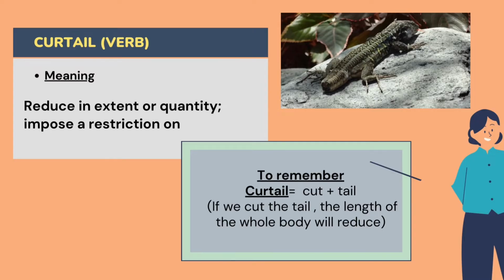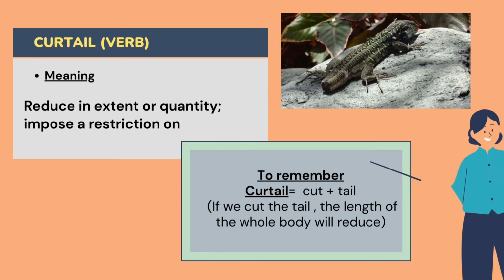Our next word is curtail. Curtail is basically a verb and it means to reduce in extent or quantity, to impose a restriction on. It means to decrease, to lessen, or to cut down, to shorten. To remember this word curtail, you can divide it into cut, tail. Curtail, cut, tail. If we cut the tail, the length of the whole body will reduce.